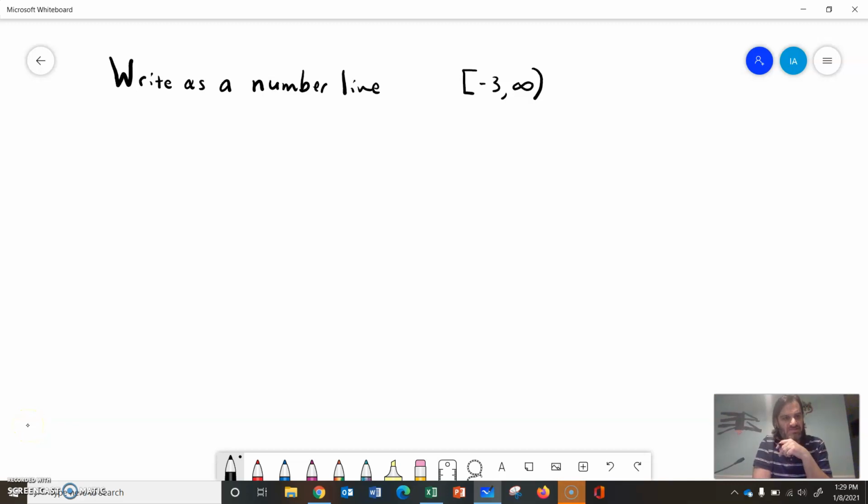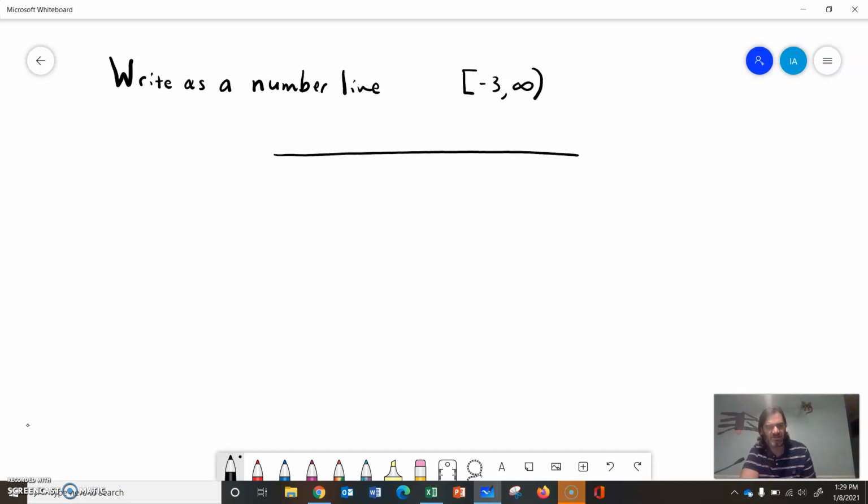Hey, here we have a problem. It says write as a number line, and what's given to us is an interval notation. The interval is bracket -3 up to infinity, of course, with the parentheses. So let's make our number line and put the things on there that are interesting.